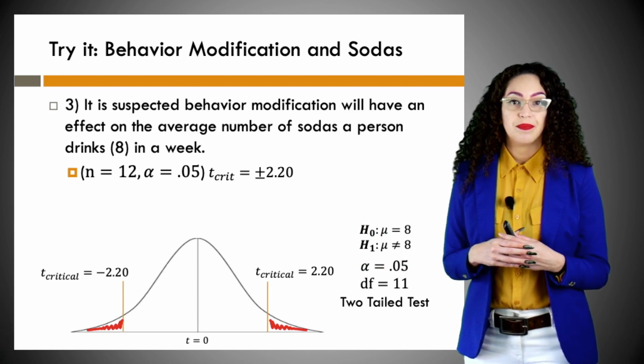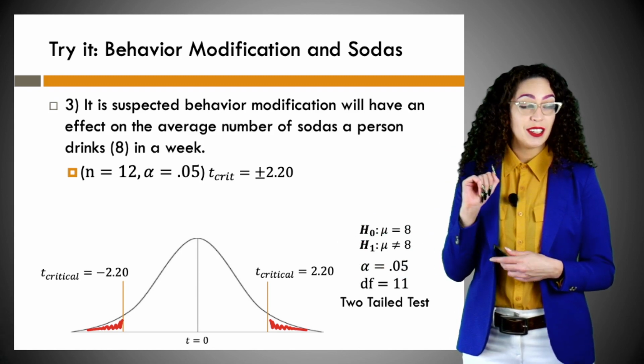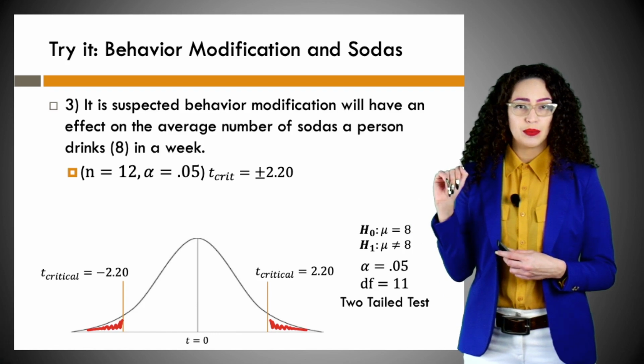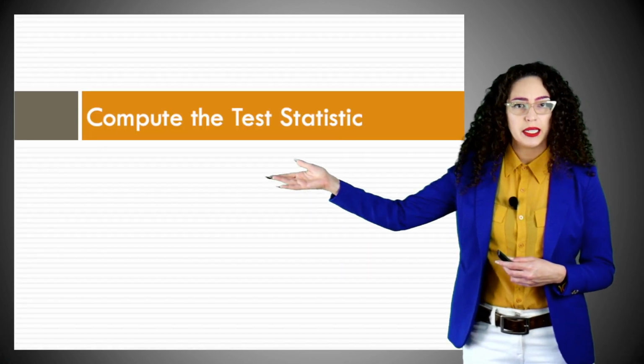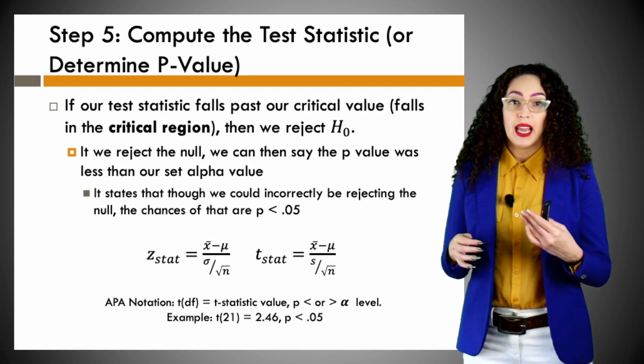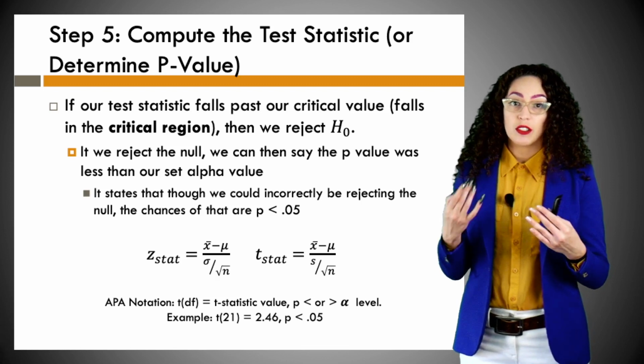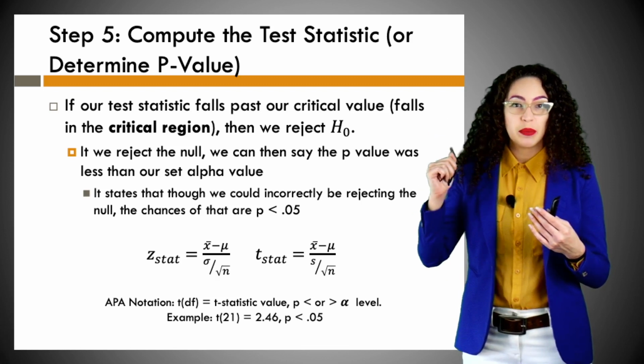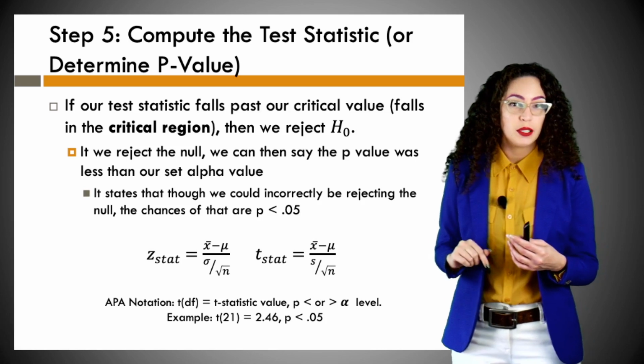Now that we have all of our critical values, it's time to compute the test statistic. We're going to compute the test statistic, and we can then decide if we're going to reject or fail to reject. We can also figure out the p-value, but that requires R, which we'll get to later.